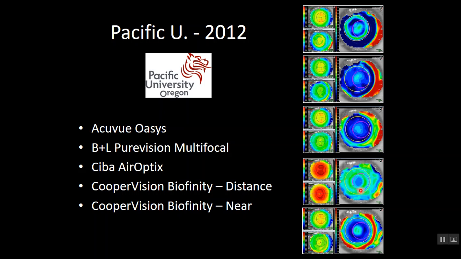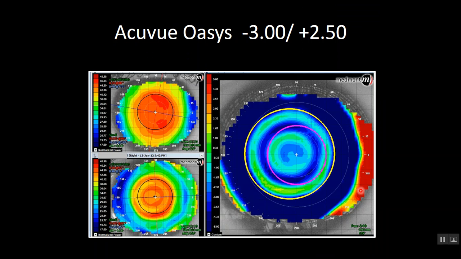So in another study at Pacific University, we looked at the principal multifocal lenses on the market at the time and where they were centering in relationship with the visual axis. Corneal topography was used to better understand that centration or decentration.